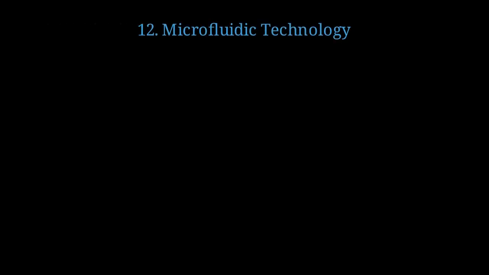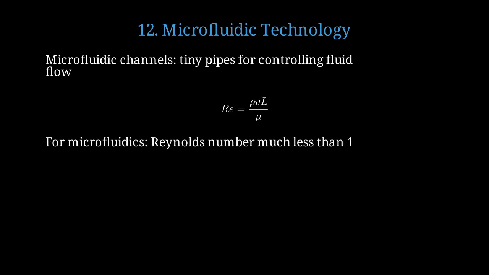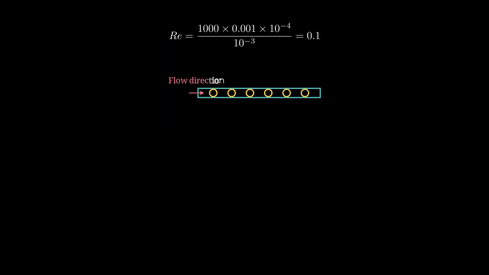Microfluidics provides the physical platform for manipulating droplets. Microfluidic channels are microscopic pipes, typically 10 to 100 micrometers wide, that control fluid flow with extreme precision. Flow behavior is characterized by Reynolds number, which equals density times velocity times length divided by viscosity. In microfluidic systems, Reynolds numbers are typically much less than 1, meaning flow is laminar and predictable. With typical values, Reynolds number equals about 0.1, confirming smooth laminar flow without turbulence. Droplets flow smoothly through microfluidic channels in single file, with precise control over spacing and timing.